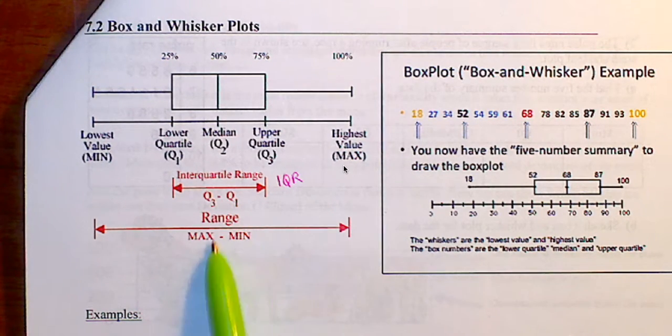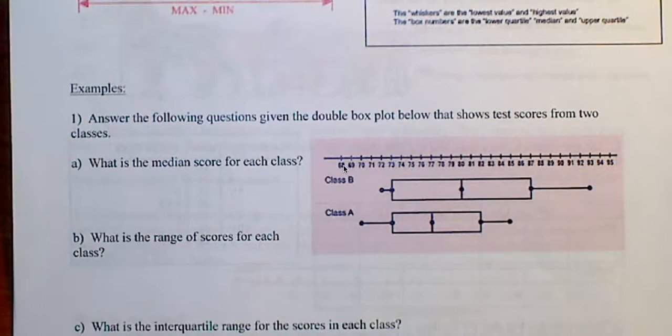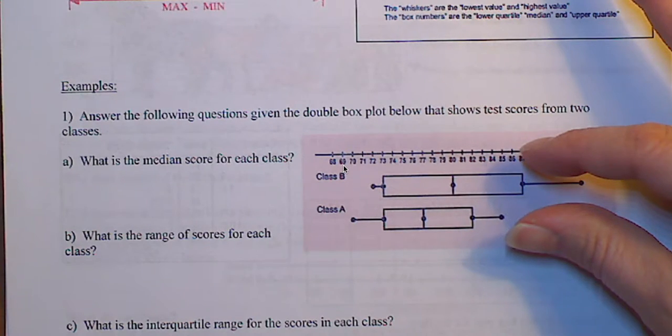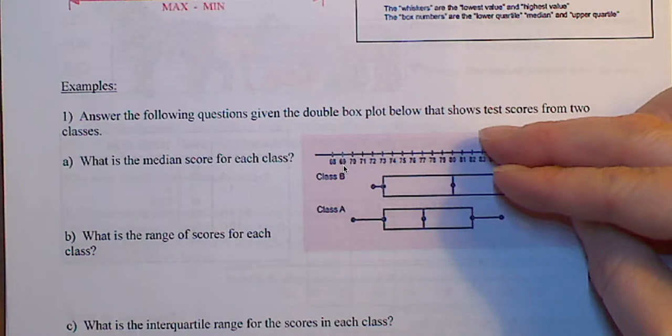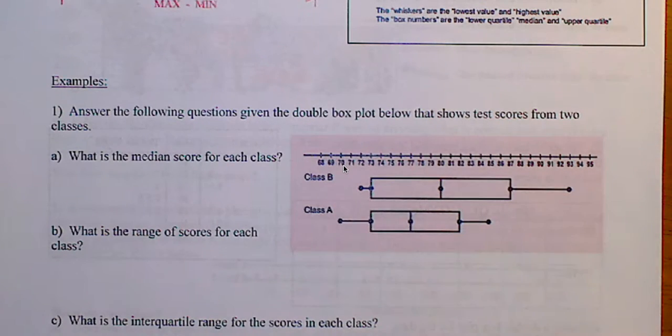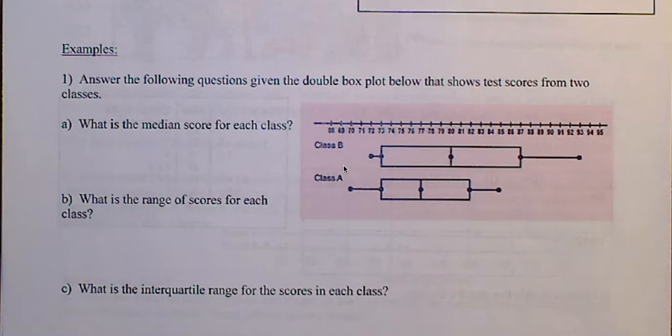So now that we know how to find the interquartile range, we will use that to talk about the spread of the data and not so much the range, unless it specifically asks you to find the range. So let's do some examples. Answer the following questions given the double box plot below that shows test scores from 2 classes. One of the great things about box and whisker plots is that you can do comparative box plots, or a double box plot as it's sometimes called, and you can see how the 2 sets of data compare to each other. And with them right next to each other, it becomes a very good visual of how everything lays out.